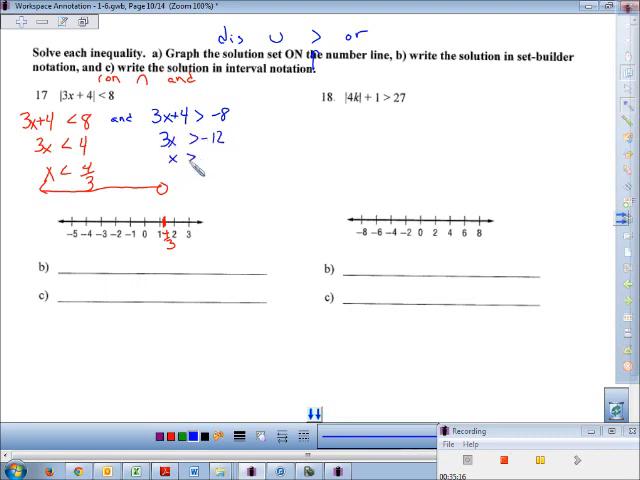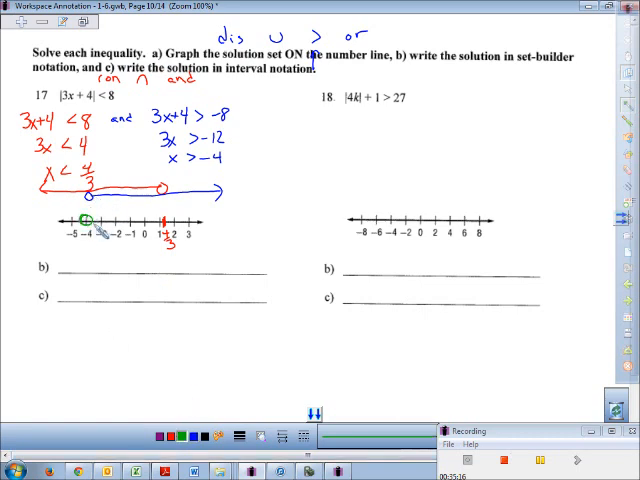You only switch the symbol when you multiply or divide by a negative. We divided by a positive 3, so you do not have to switch the symbol. Cool? Graph the blue one. Awesome. Then you've got to go back up to your words up here to help you. This is an and situation, which is an intersection. I need where the red and the blue are on top of each other. And so let's do that. Let's graph that final on our number line.